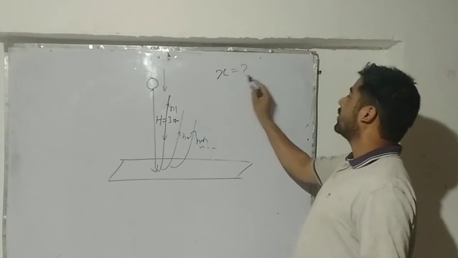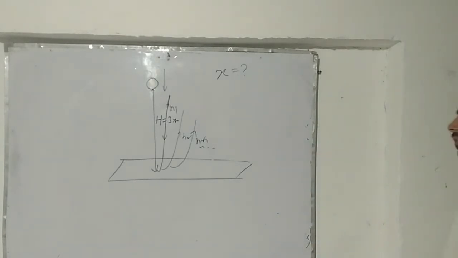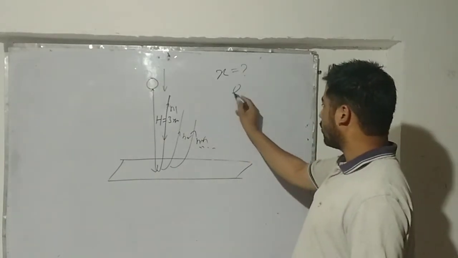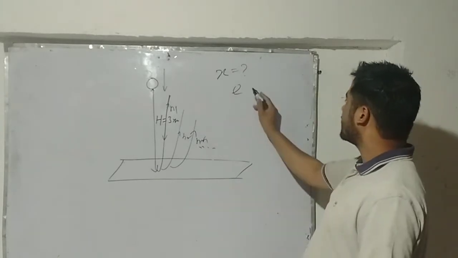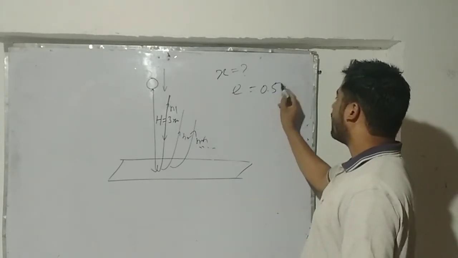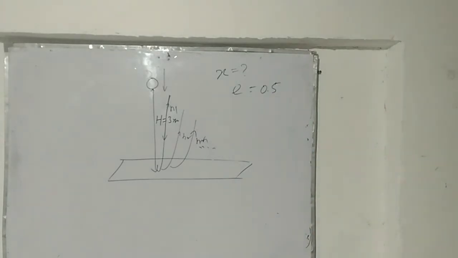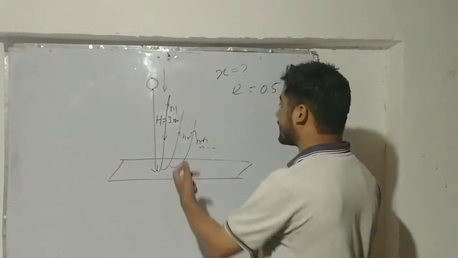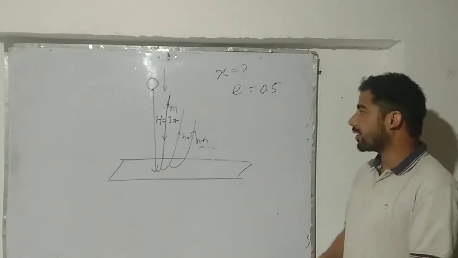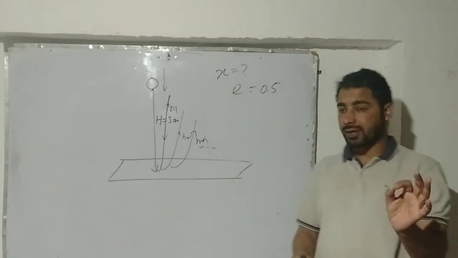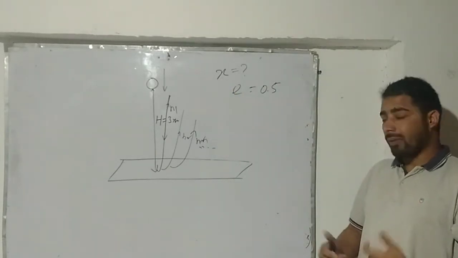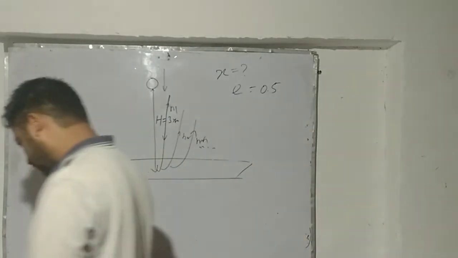I want to calculate this x. It is also given in the problem that the coefficient of restitution is 0.5. What I need to calculate is the distance that will be covered by the particle before it comes to rest. So how can I approach a problem of this type?